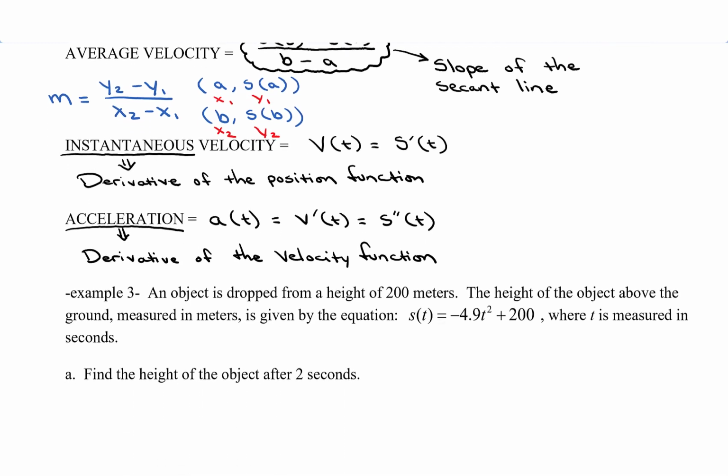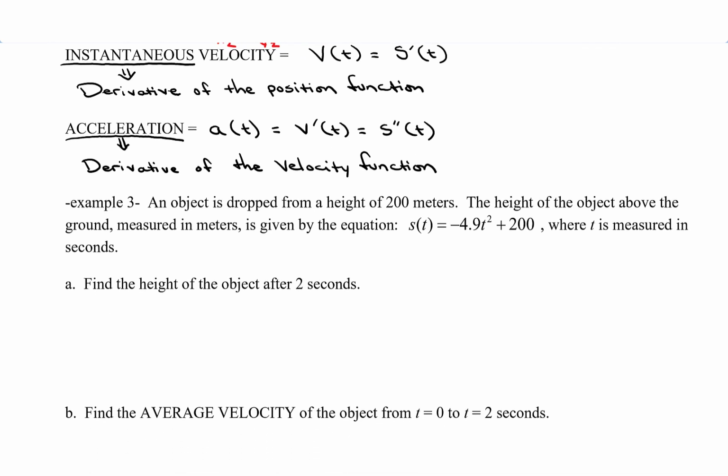Example 3. An object is dropped from a height of 200 meters. The height of the object above the ground, measured in meters, is given by the equation s of t equals negative 4.9 t squared plus 200, where t is measured in seconds. A. Find the height of the object after 2 seconds. In order to find the height of the object after 2 seconds, we're going to use our position function, which was given to us in the problem.